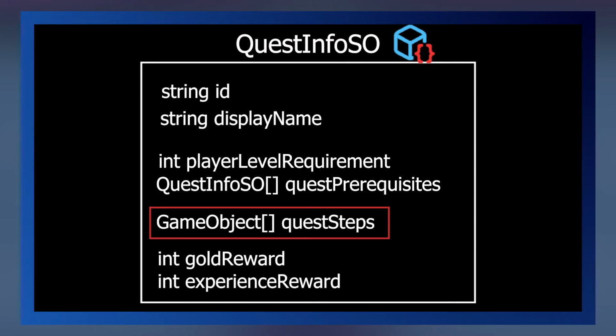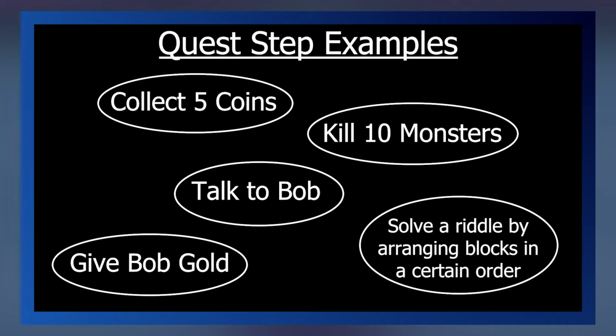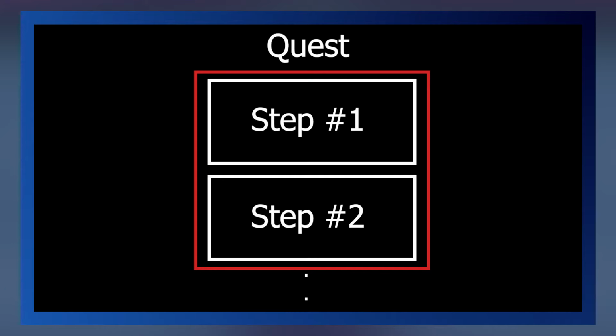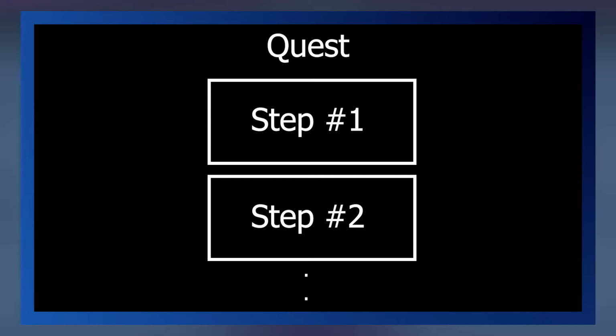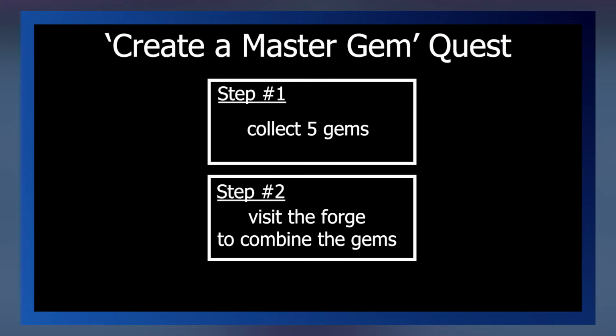So next let's talk about the quest steps, which are in my opinion the trickiest part to handle in a quest system because they can be anything from a collect X quest to visiting an NPC or solving a riddle or whatever else you can imagine for your game. A single quest will always have one or more quest steps. An assumption we're going to make for this system is that when a quest has multiple steps, those steps will always be done consecutively. For example, let's say we have a quest called Create a Master Gem, where the first quest step is to collect 5 gems and the second quest step is to take those 5 gems to some location in the game.